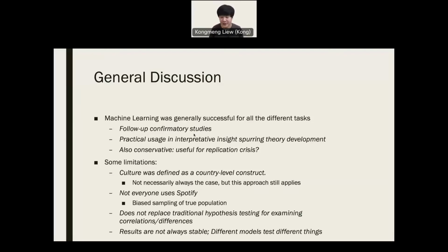And so all in all, what I'm trying to say is that machine learning and the method that I use here does not replace traditional hypothesis testing. We always need to examine correlations. We need causal inference. We need A/B experimental testing. But machine learning could be a way to complement these kinds of research to develop new ways of thinking about data, to develop new theories. One caution as well is that results are not always stable. Different models have different things. So the common approach that engineers like to use is to model using several different kinds of machine learning models to see if the results are consistent and always true across models and data.